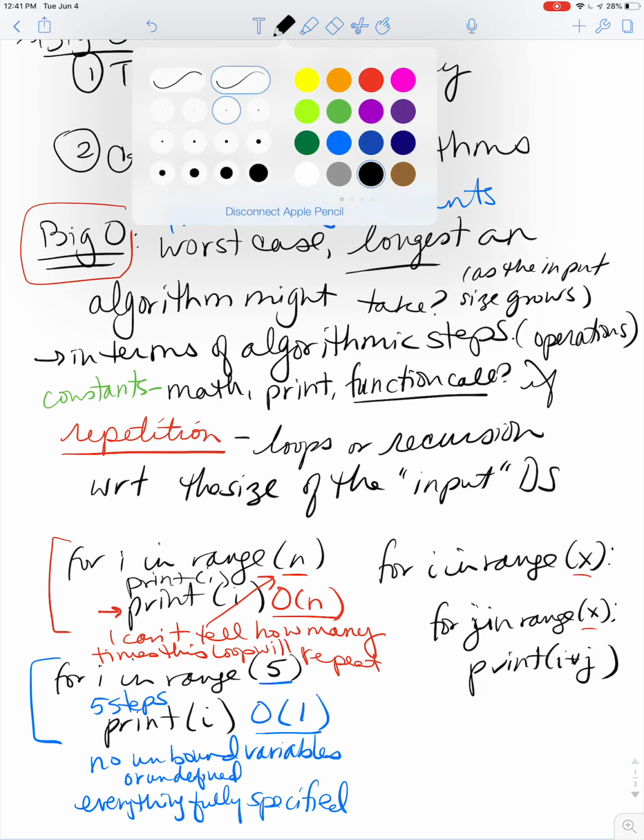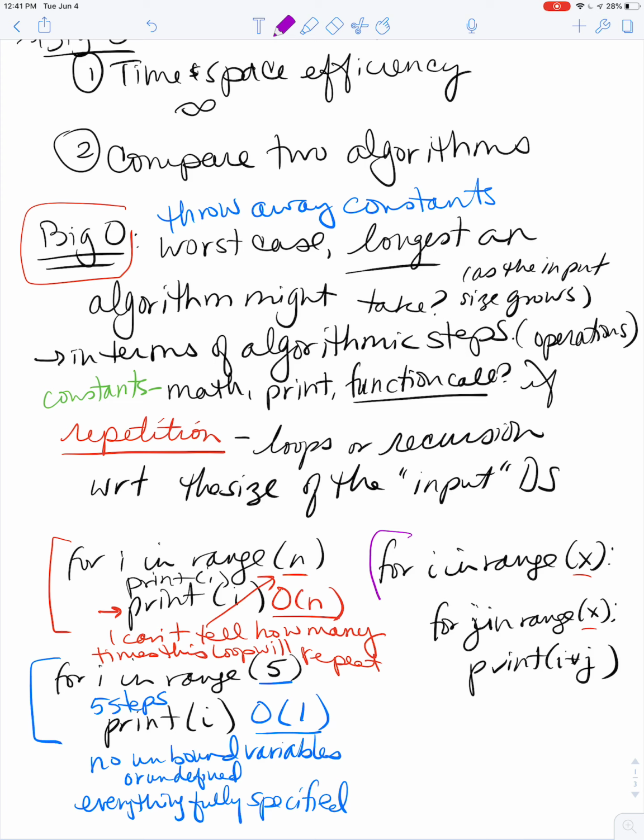All right, so finally, let's go to our last example over here. Here I have 2 loops, but one is inside the other. So this print is going to repeat O of n squared times, because the inner loop is O of n, and the outer loop is O of n, and then I multiply them together to get O of n squared.